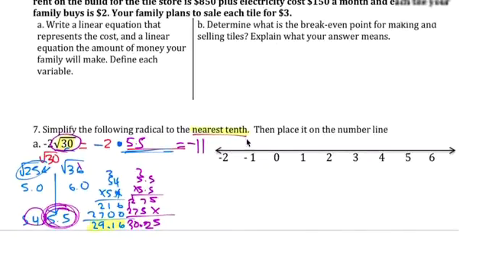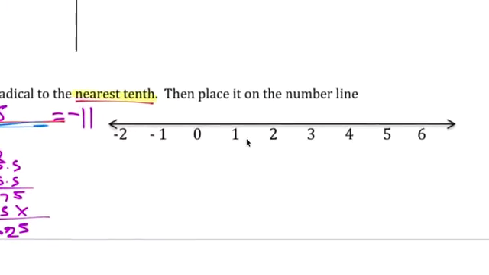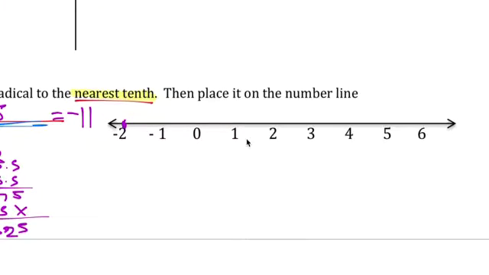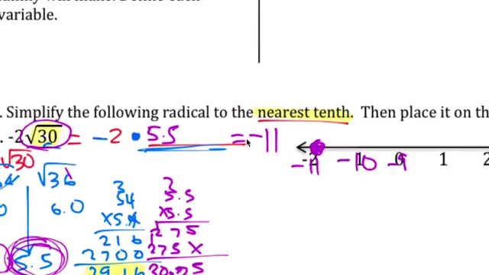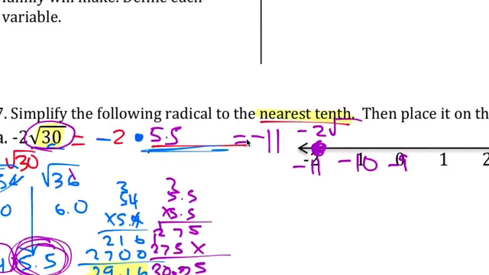So, did I do the right one? Yeah, on yours, I put the right number in. So on yours, it should say -11 here, -10, -9, and so forth. And this is the answer right there, -2 square root of 30 is at -11.